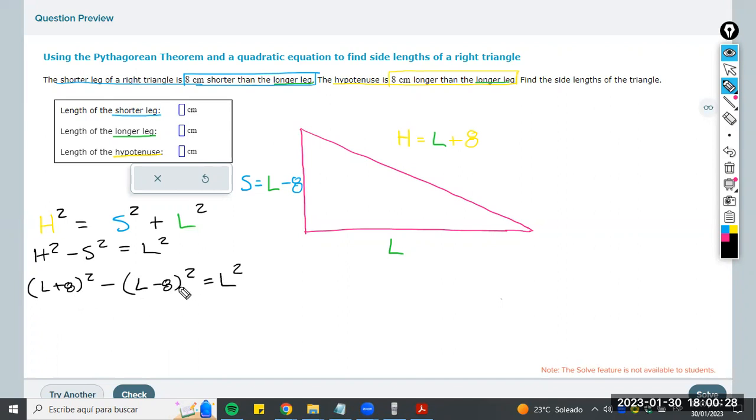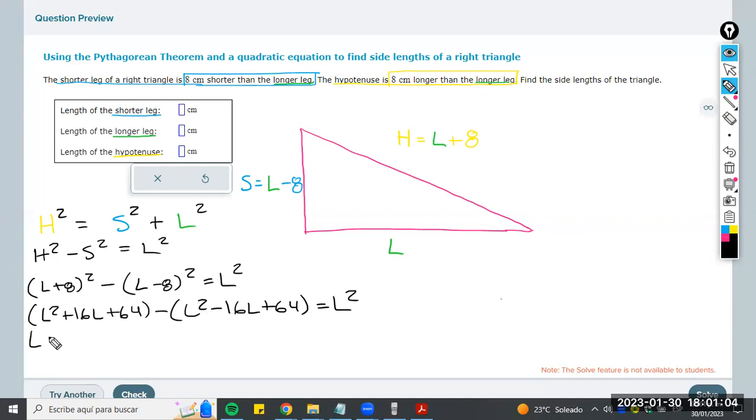Now let's expand these two binomial squares. It is L squared plus 16L plus 64, minus L squared minus 16L plus 64, equals L squared. Okay, I kept the parentheses for you to locate each of the binomial squares.